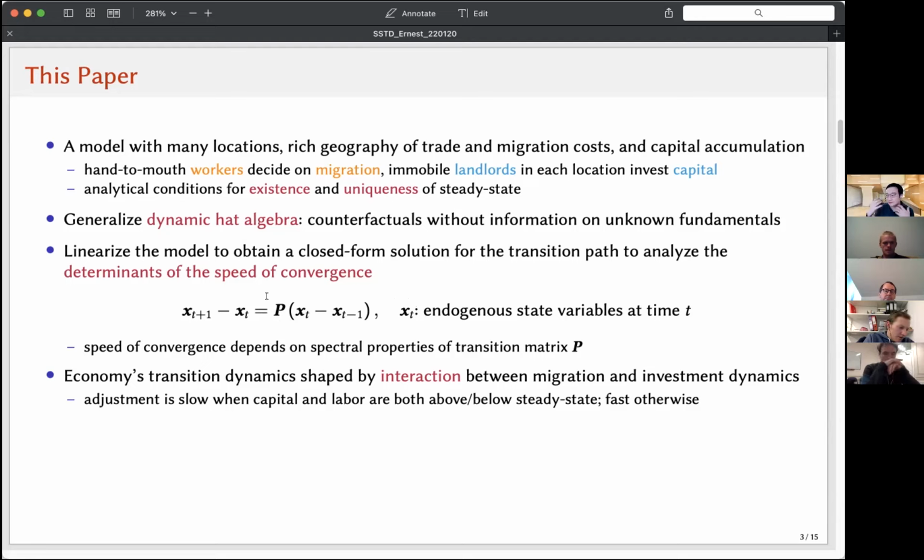observed migration flows, as well as a few model parameters, forming sufficient statistics for a matrix P that governs the updating of these state variables, which captures the period-to-period changes in the state variables. So the properties of the matrix P govern the convergence property. How quickly does the economy go to the steady state? And by looking at the eigenvectors and eigenvalues of the matrix P, and by analyzing the content of those eigenvectors, we can understand a lot about convergence.